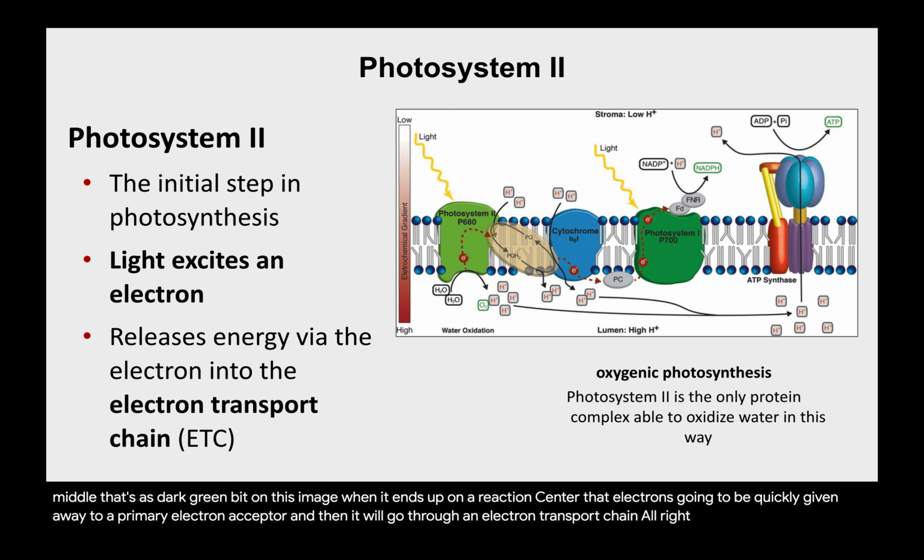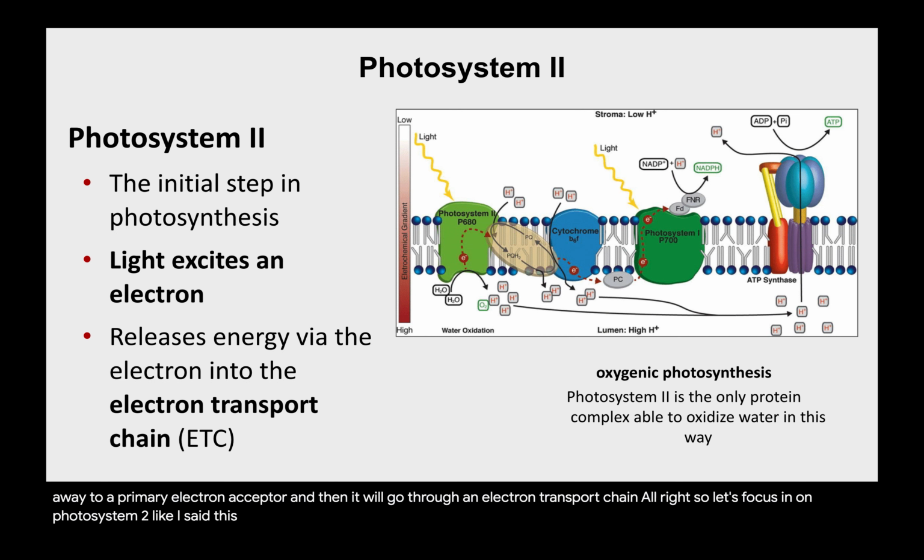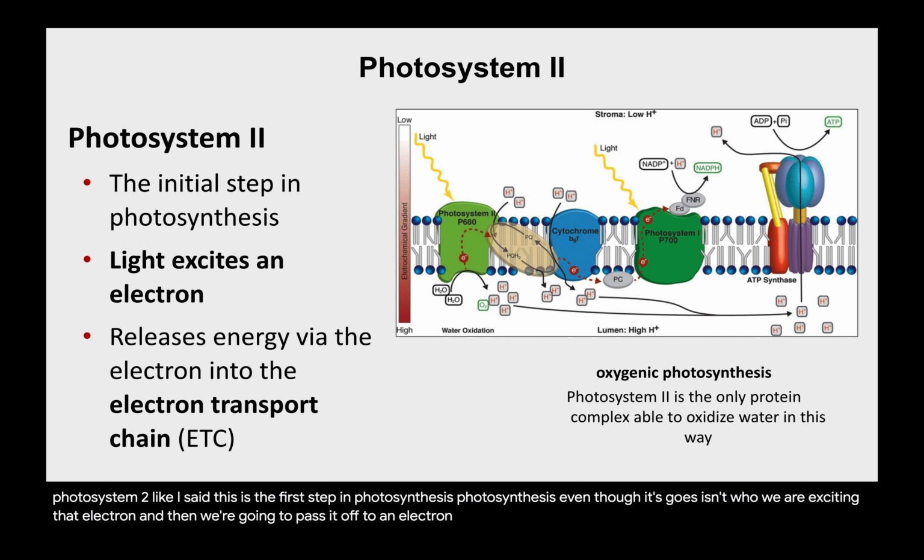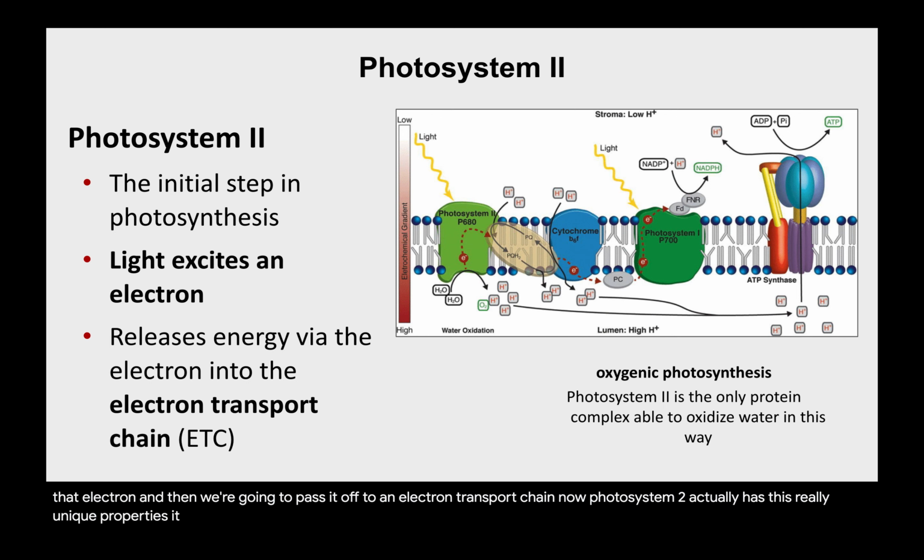All right, so let's focus in on photosystem 2. Like I said, this is the first step in photosynthesis, even though it's photosystem 2. We are exciting that electron, and then we're going to pass it off to an electron transport chain. Now, photosystem 2 actually has this really unique property. It's the only known protein that's able to oxidize water, right, in this particular way.